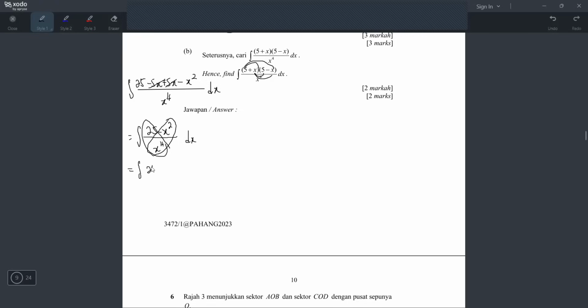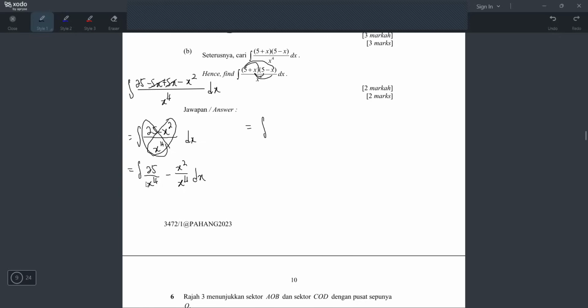So when you separate, it becomes 25 over x power 4 minus x power 2 over x power 4. This is what it means when you separate. But you can only do like that when below there is one term. One term means like this, right? There's no plus minus below, right? After you get here, I will continue here. It will be integrate. You still cannot integrate because of the x below.